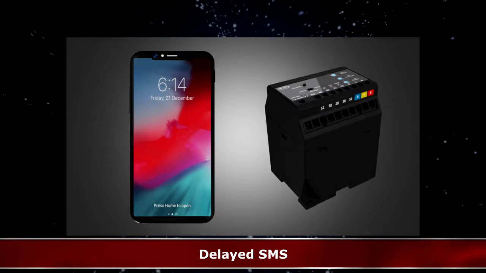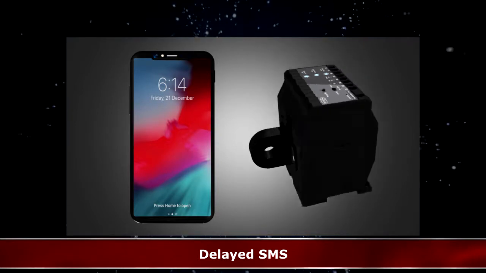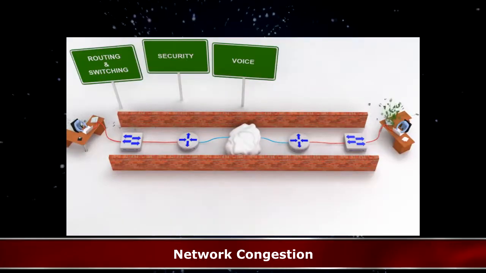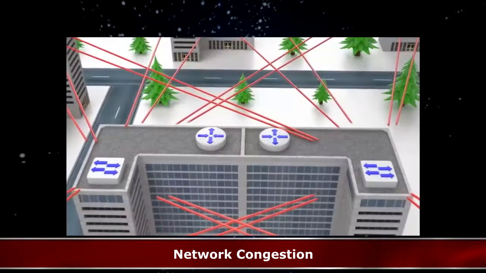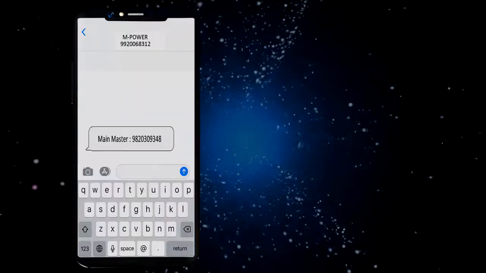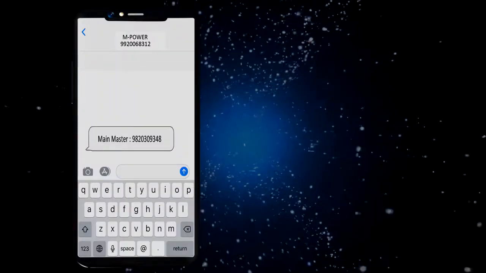Delayed SMS. If messages from mPower are getting delayed, there is a possibility of network congestion either on starter side or master mobile side. You would start getting messages once the congestion gets cleared.